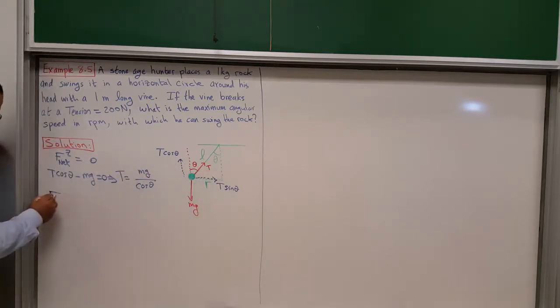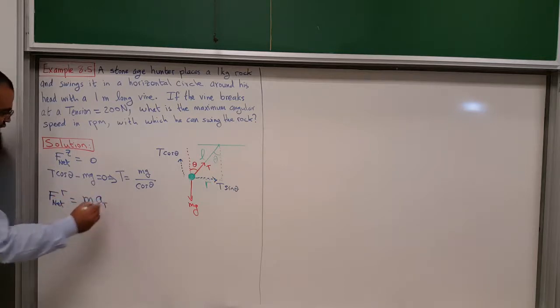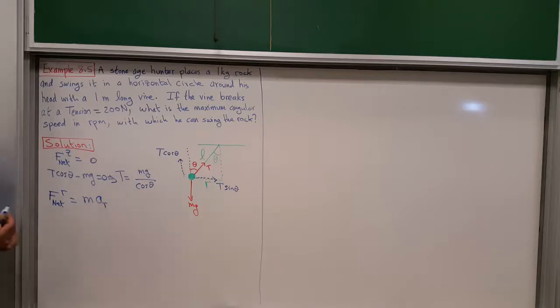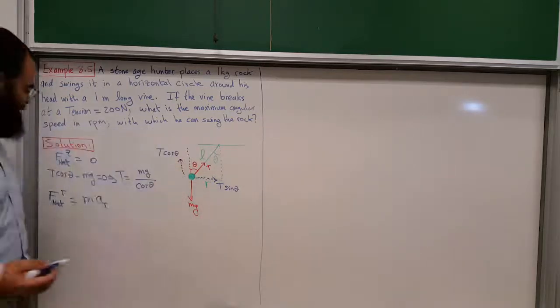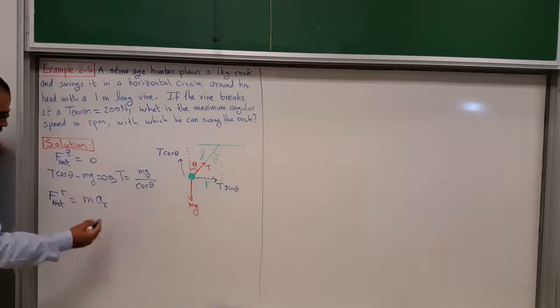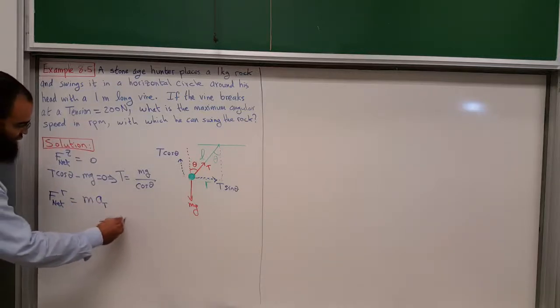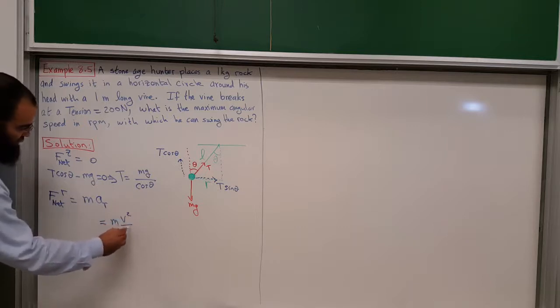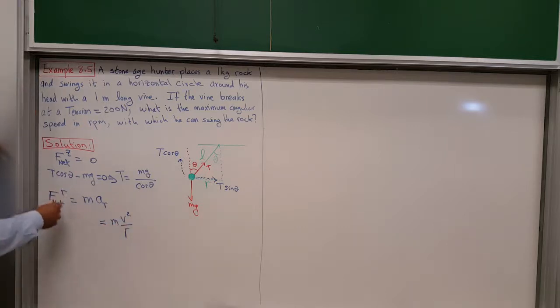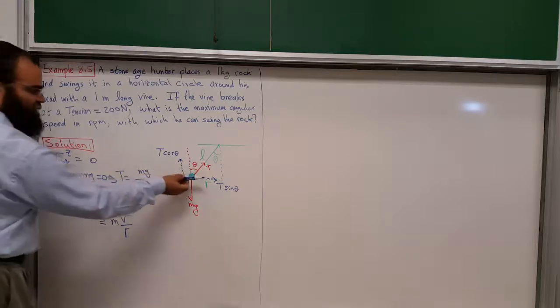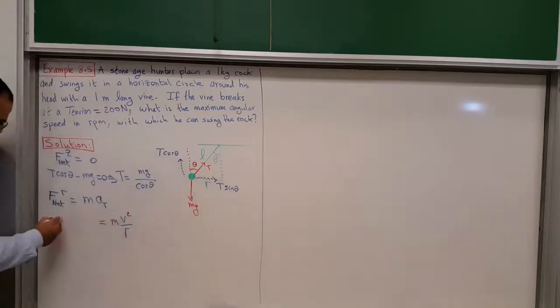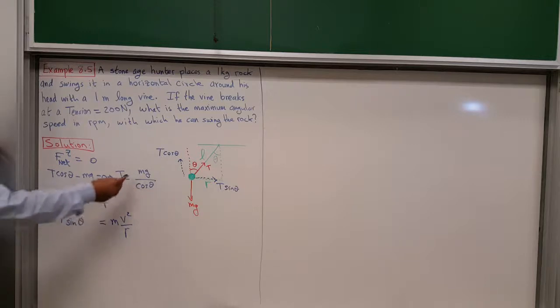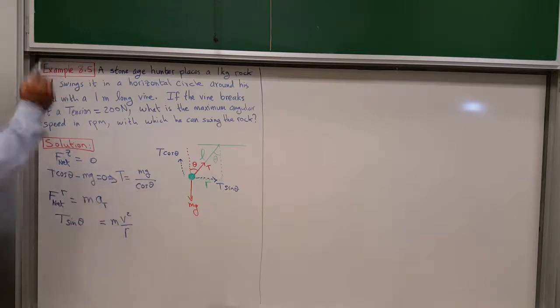The net force in the radial direction will equal the mass times the acceleration in the radial direction. I know there is acceleration in the radial direction because it's going in a circular motion. The acceleration I know ahead of time is v squared over r, it's uniform circular motion. And the net force in the radial direction, well, there is only this component of the tension, it's T sine theta. But T is mg over cosine, so you would have mg over cosine times sine, which is tangent.